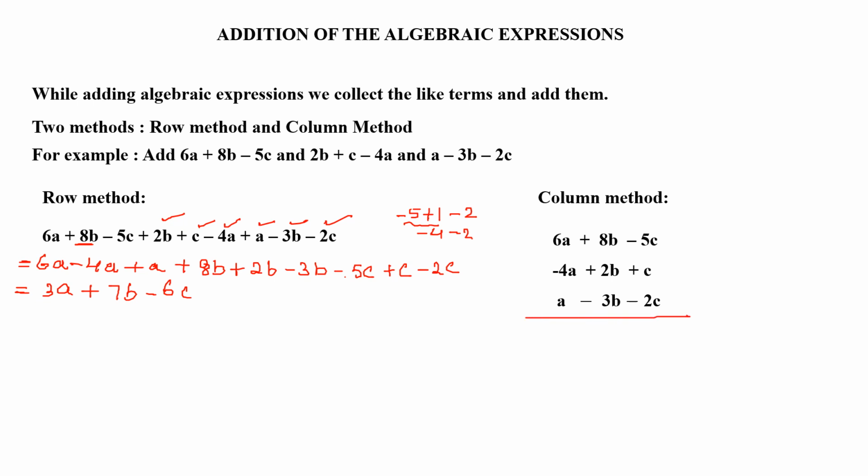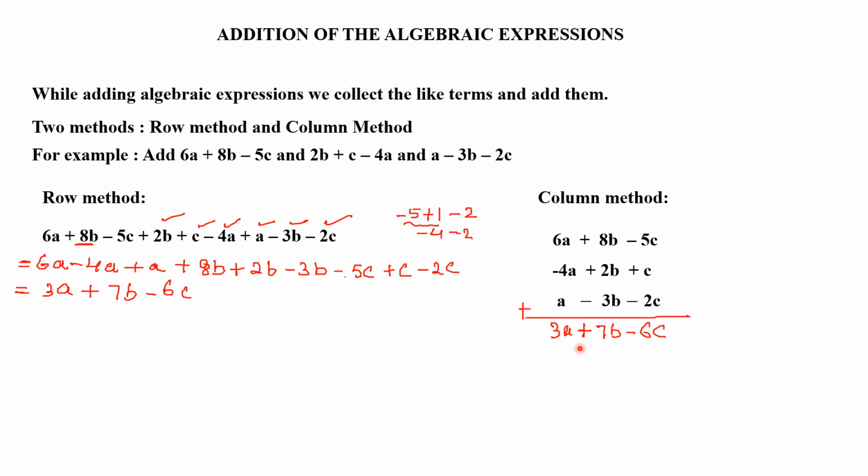So just add it. So for adding, just add the numerical coefficient. 6 minus 4 is 2. 2 plus 1, 3. So it is 3a. Then plus 8 plus 2. So plus 10. Plus 10 minus 3 is plus 7. So plus 7b. Minus 5 plus 1 is minus 4. And then minus 2 will give you minus 6c. So here you can see that column method is more easy, right? And just you have to arrange one below the other and you have to add it. Okay. So this is all about the addition of algebraic expression.